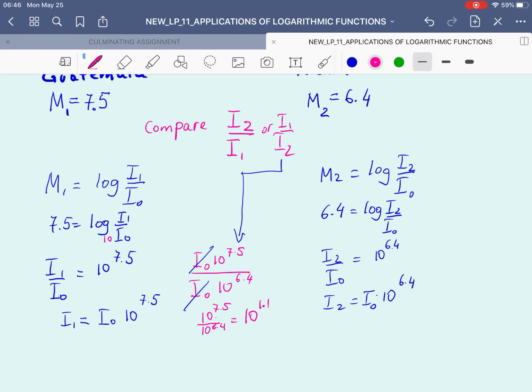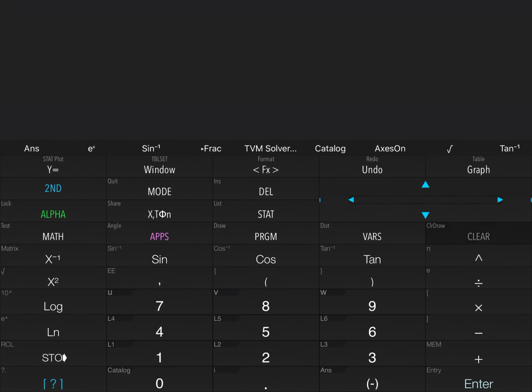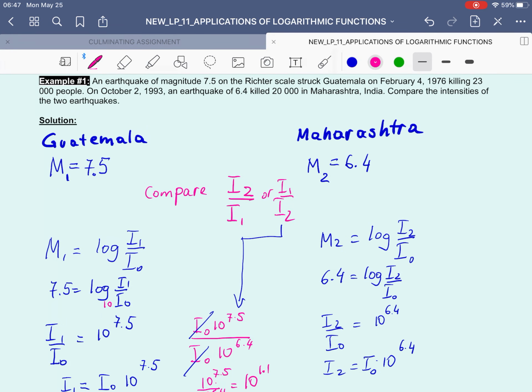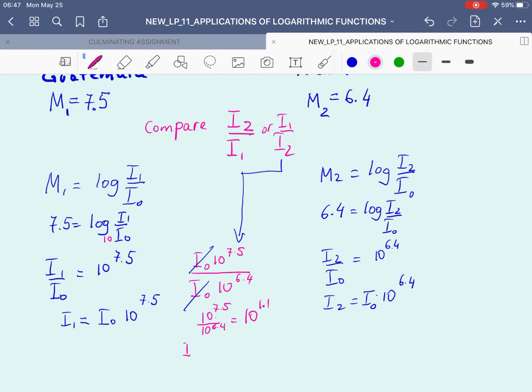Okay? And we're going to say that 10 to the power of 1.1 is equal to, here's a calculator, 10 to the power of 1.1 is 12.58, so 12.6 actually. So we'll say that I1 over I2 equals 12.6. Therefore, we're going to say that the intensity in the earthquake of Guatemala is 12.6 times stronger. So Guatemala's earthquake is 12.6 times more intense.